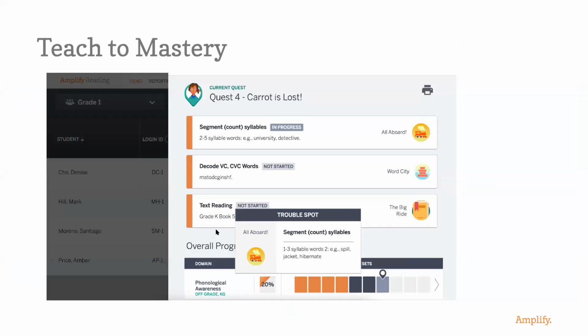So I also wanted to talk about teaching to mastery. So each of our games included in Amplify Reading's scope of instruction include mastery checks. So the students' next step for instruction are driven by their mastery of the content within the games that they completed. So teachers can actually go on to a dashboard in Amplify Reading to see the content that the student has covered and where a student may be experiencing difficulty or what we're calling a trouble spot in the content. And so you'll see here that this student is exhibiting some difficulty with segmenting syllables.